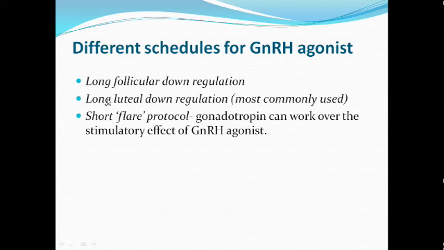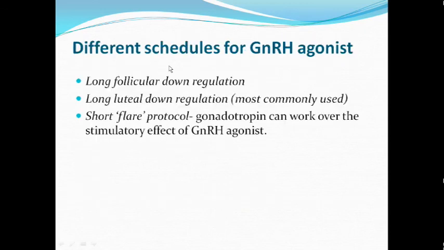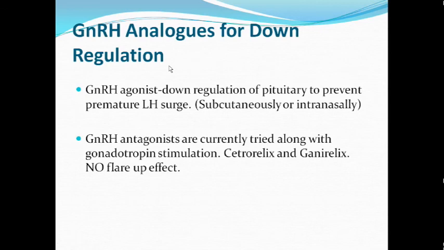And next is the long luteal down regulation, where it is started in the prior cycle in the luteal phase, and the short flare protocol, where it is started in the same cycle. Here gonadotropin and GnRH agonist are given in the same cycle, and it can work over the stimulatory effect of the GnRH agonist. But here the dose of gonadotropin has to be adjusted. So this is the first step, down regulation.